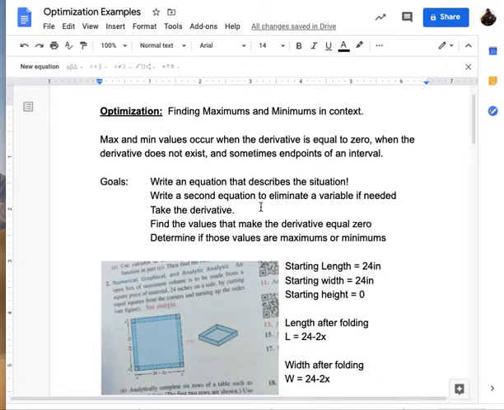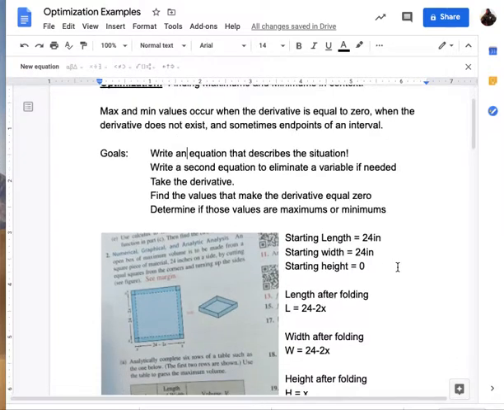Sometimes we have to write a second equation. Sometimes our first equation has more than one variable, and we need to identify a second equation or a second equivalence that's given to us so that we can eliminate a variable. Now that's not an unfamiliar concept because we did that when we did related rate problems as well. We have to take the derivative of our equation. We've got to find the values that make our derivative equal to 0. And then we've got to determine if those values are maximums or minimums, and there's a variety of ways we can do that.